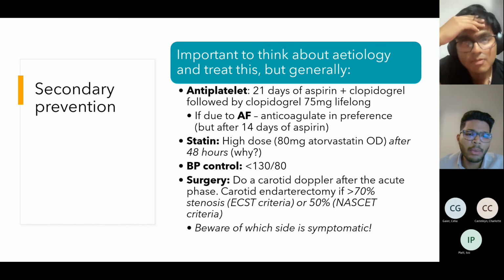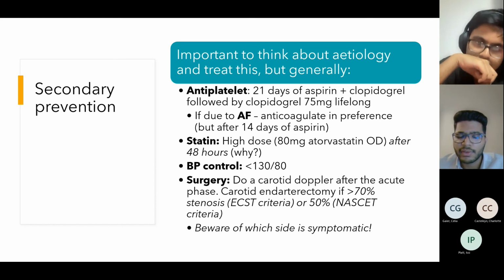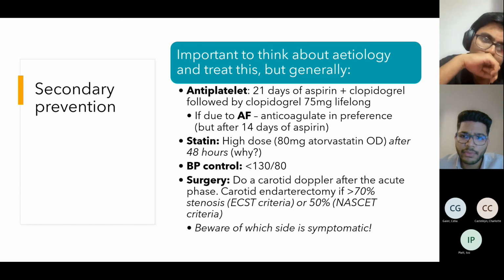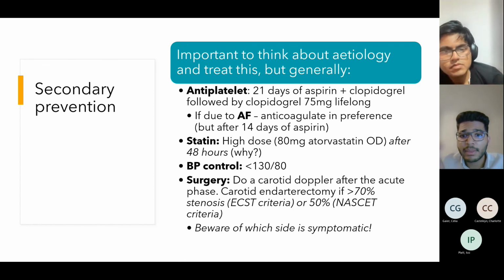You don't need to know about the criteria in detail. In our exams, they didn't even tell us. They just said this person has 75% carotid stenosis. The threshold that they teach you is 70%. If they've got over 70% stenosis, then you refer them for carotid endarterectomy. But you have to be careful of which side is symptomatic.